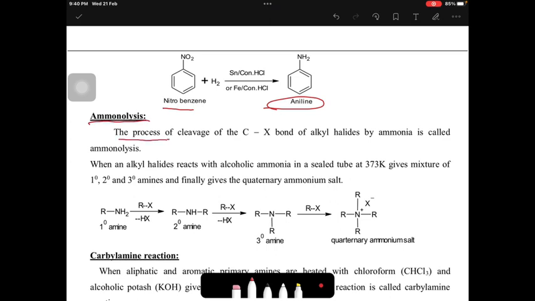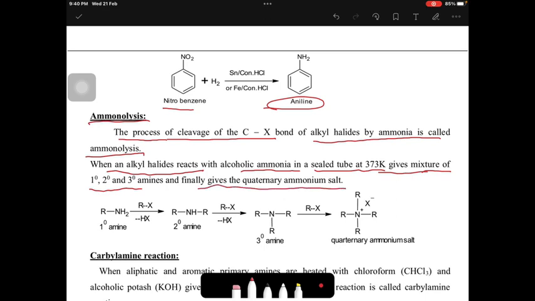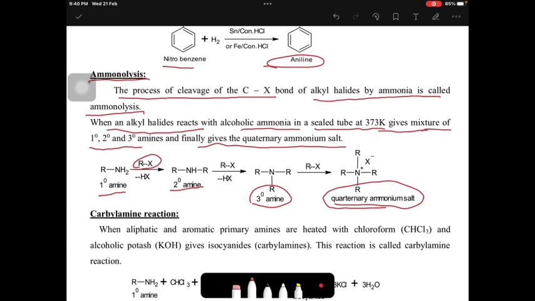Ammonolysis. The process of cleavage of the C-X bond of alkyl halide by ammonia is called ammonolysis. When alkyl halide is treated with alcoholic ammonia in a sealed tube at 373 kelvin, it gives a mixture of primary, secondary and tertiary amines, finally giving quaternary ammonium salt. See, primary amine with 1 mole of alkyl halide gives secondary amine. Next, tertiary amines, and quaternary ammonium salt is the final product.